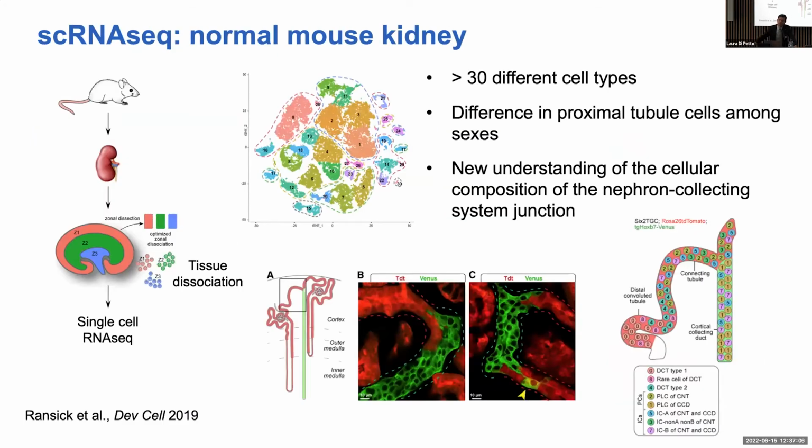And just to give you an example, I had the chance to work on this technology when it was first applied to the kidney when I was in the US doing a postdoc. And there we basically did the first experiment where we applied this technology to just a normal mouse kidney. And by doing this, we identified that there are more than 30 different cell types in a normal kidney. We found that there are some differences between male and female in very specific segments of the tubule, which were not known, or we characterized, for example, this very critical part of the kidney, the junction between the distal tubule and the collecting duct, where the cell populations are particularly challenging to distinguish.